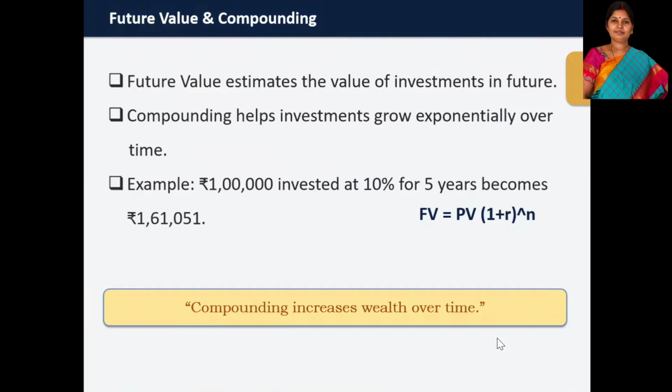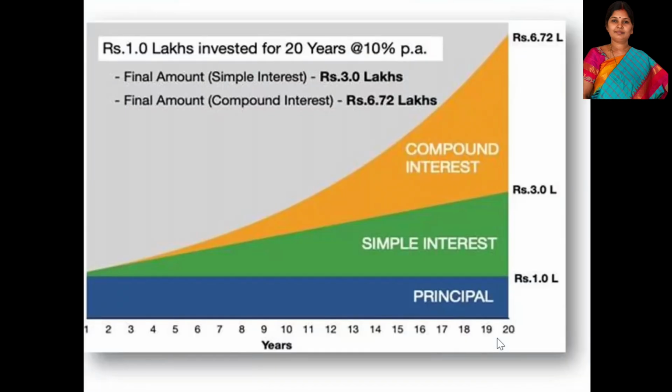1,61,051 rupees. That is the future value of our present investment of rupees 1 lakh. So we should also make valuation of our future value of investment. Right? So here there is one formula also given in this particular slide. See that formula of compounding. So here I have quoted one point here. Compounding increases wealth over time.